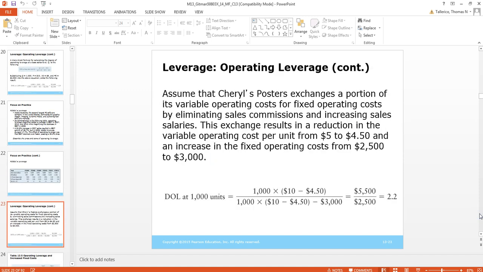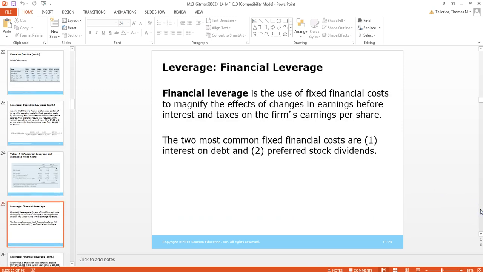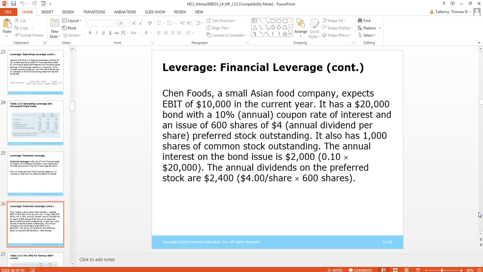All right, so here's another example of that. So we've got this degree of operating leverage. As we increase the fixed costs, you can clearly see here that the degree of operating leverage begins to change, right? You notice that right there? It's greater than 100, and it's gone up to 2.2, and you can go over that.